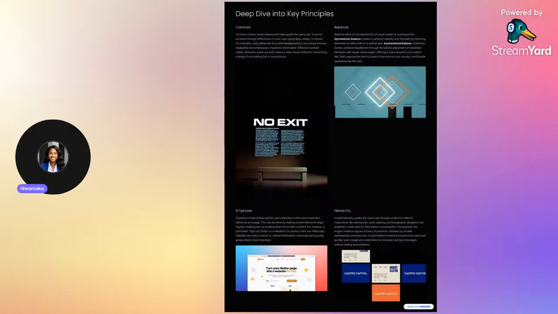So it's more or less how you guide your users' eyes, make them see what you want them to see first, and then move on.